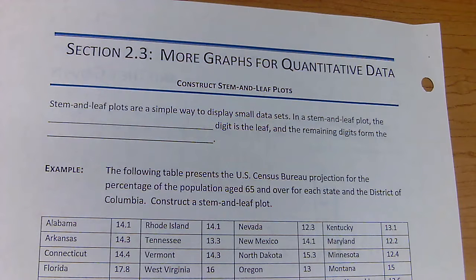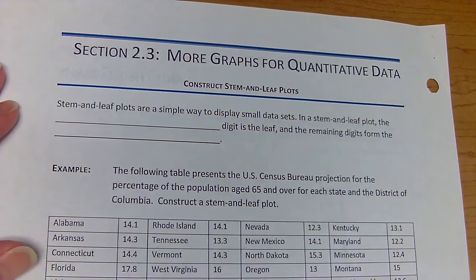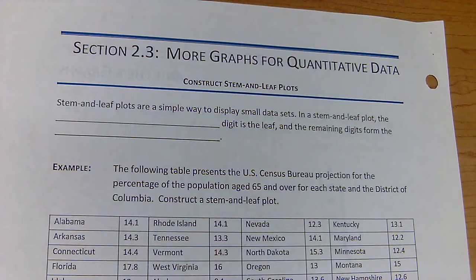So we looked at some graphs for quantitative data in 2.2. Most commonly used was the histogram. But there's other ways to display your data. Now, stem and leaf plots are a simple way to display small data sets. If it's really, really large, a histogram put into classes is a lot more convenient than a stem leaf plot. So let's talk about a stem leaf plot.